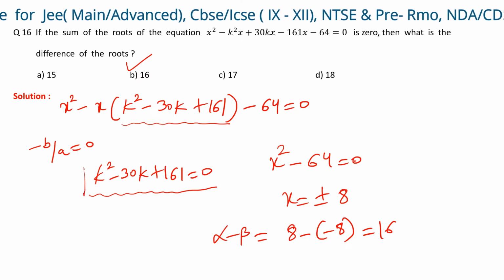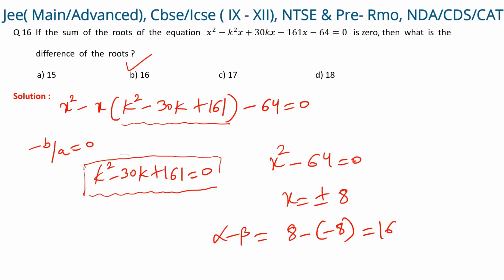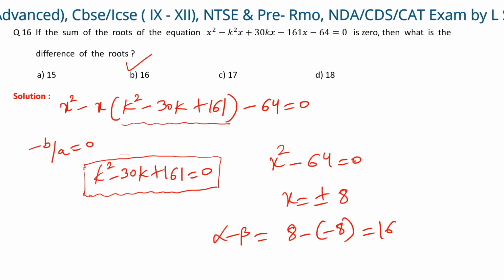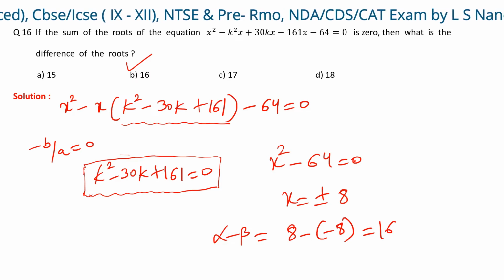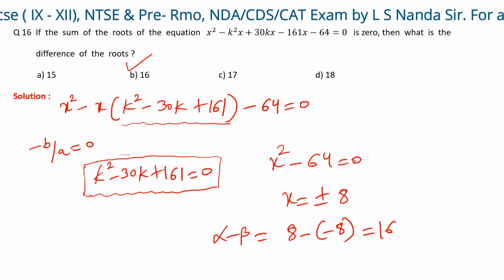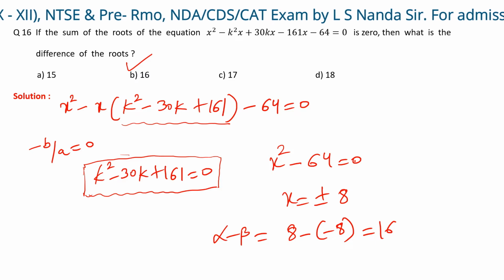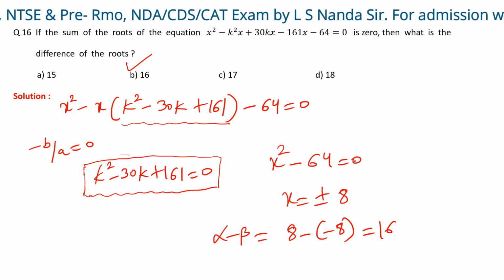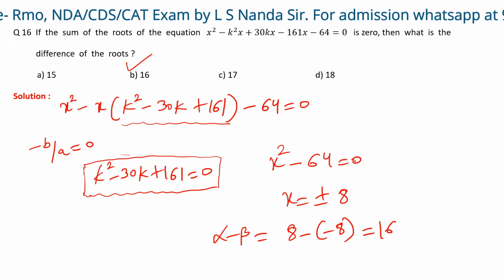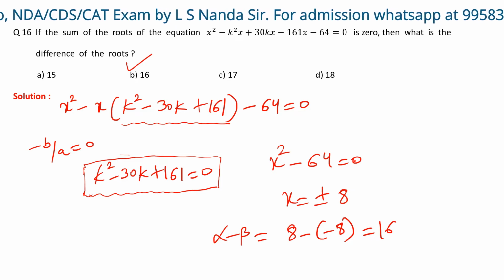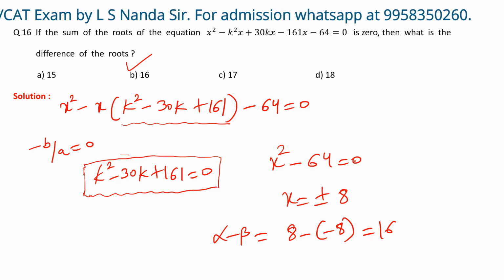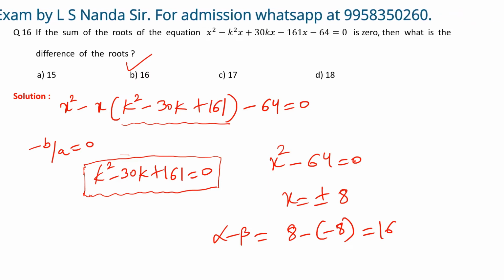Now, if I just talk about this particular equation k² − 30k + 161 = 0, then there will be some real value of k which will definitely satisfy this. Why I'm saying real value of k? Because when you find its discriminant, it will come out positive: 900 minus 4 into 161 is positive. So obviously there is going to be some real value of k that will make it 0. Fine. But there is no need to solve this equation for k. Just get the roots of the original equation and finally the difference of the roots. Now we move to our next question.